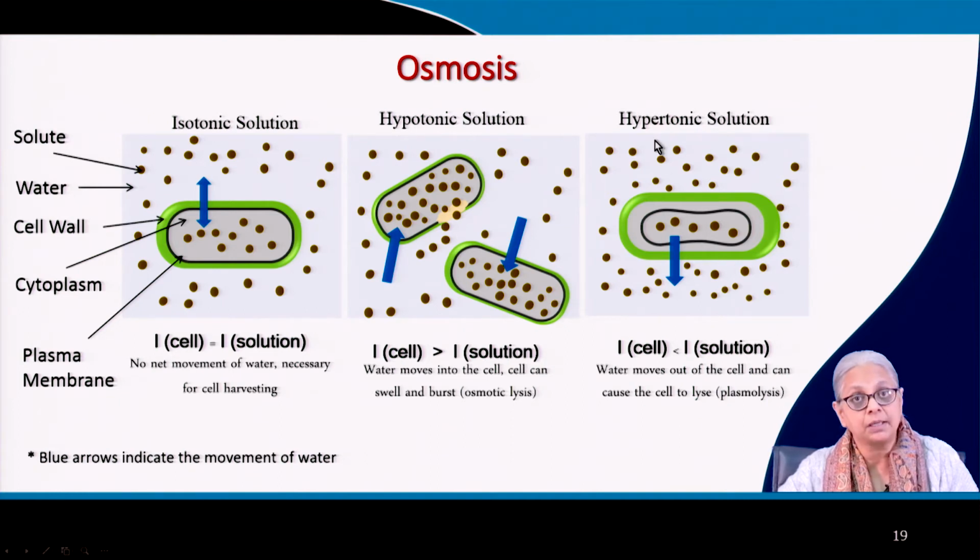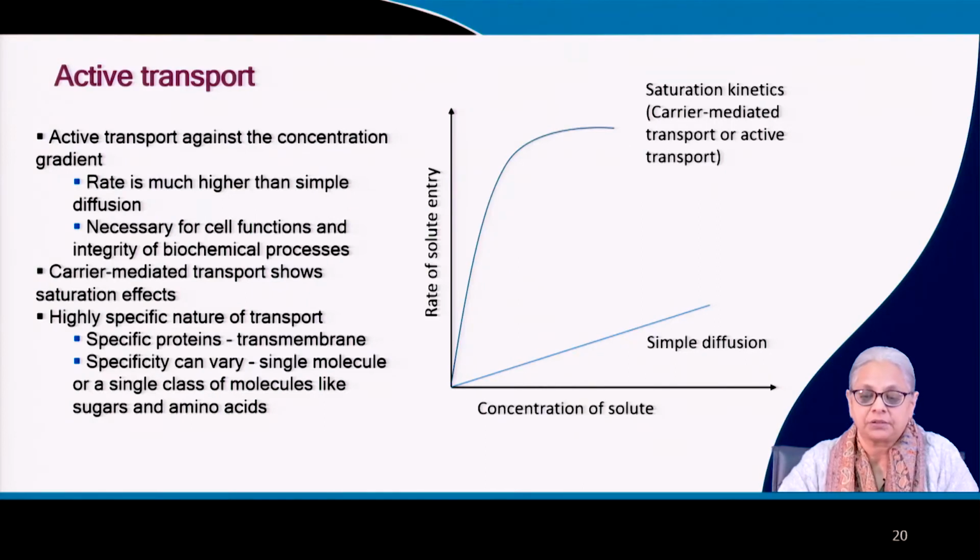Then you can have a hypertonic solution where the ionic strength of the solution is greater than the ionic strength of the cell. In this case, water inside the cell will move out and it will cause the cell to lyse, and that's called plasmolysis. Then we come to active transport. So here we have active transport.